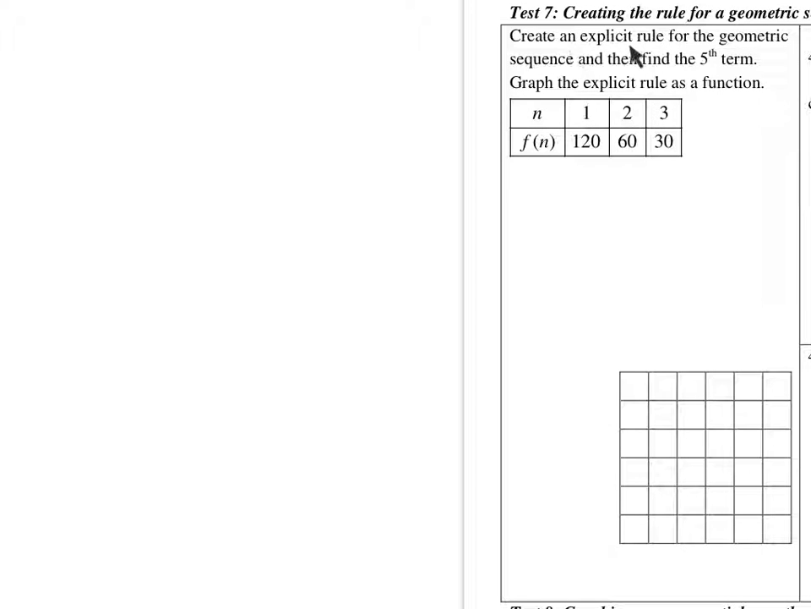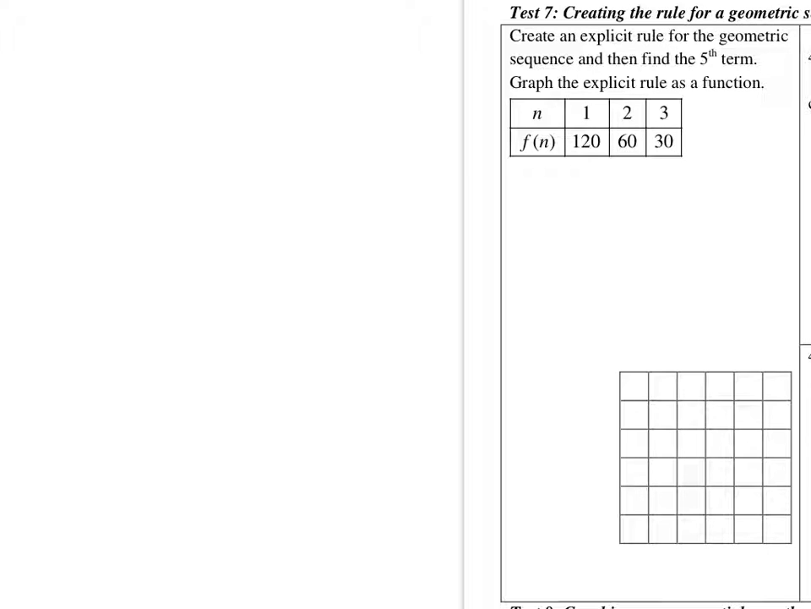All right, create an explicit rule for the geometric sequence right here, then find the fifth term. Okay, then graph the explicit rule here. So the first thing might be easiest actually is to graph. So let's simply graph these values.